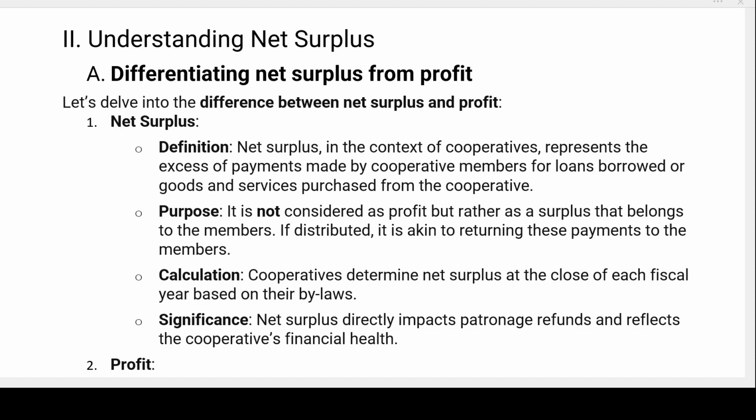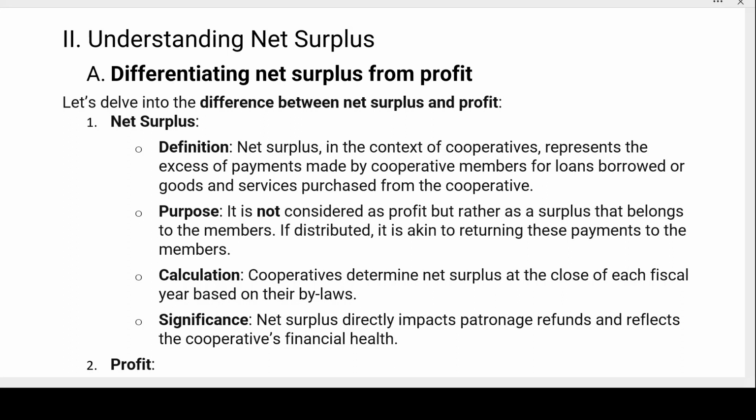Now, let's go to the first, which is differentiating the net surplus from profit. So, let's delve into the difference between net surplus and profit. Net surplus versus profit.